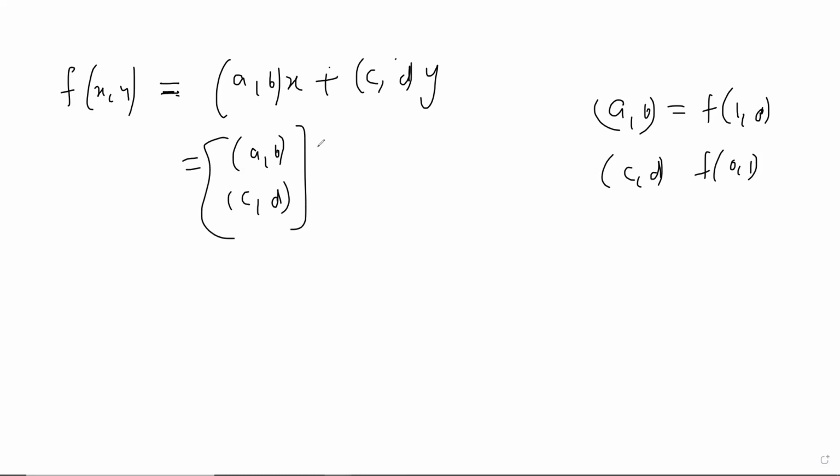Oh wait, what happened now? What happens now if I do, so how should I write it? That is the question. If I want to follow the convention of matrix multiplication, then I should write it like this.